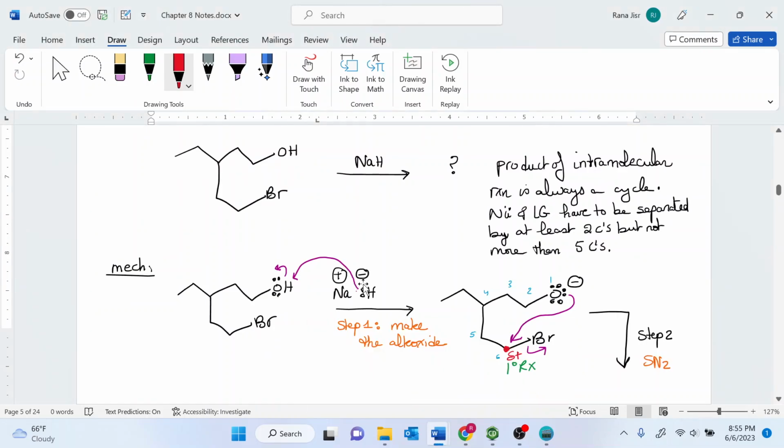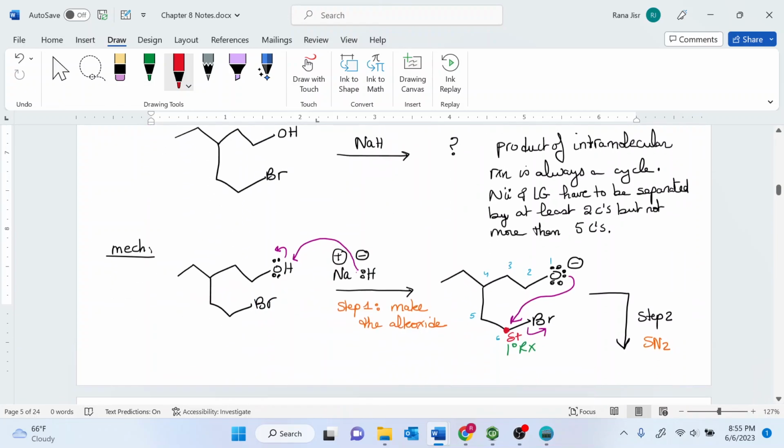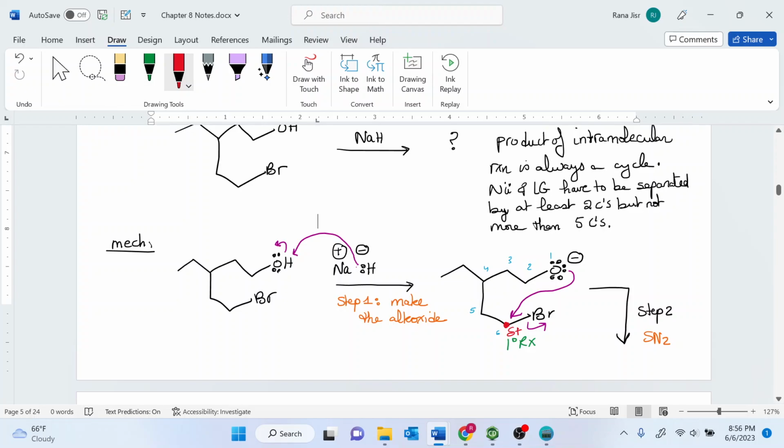There are additional examples in the notes here about intramolecular Williamson synthesis. And again, in order for the cycle to close, you should have a separation between the nucleophile and the leaving group of not more than 5 carbons. We're talking about carbons, not including the oxygen. So here the separation is 5 carbons: 1, 2, 3, 4, and 5, and this is the max.